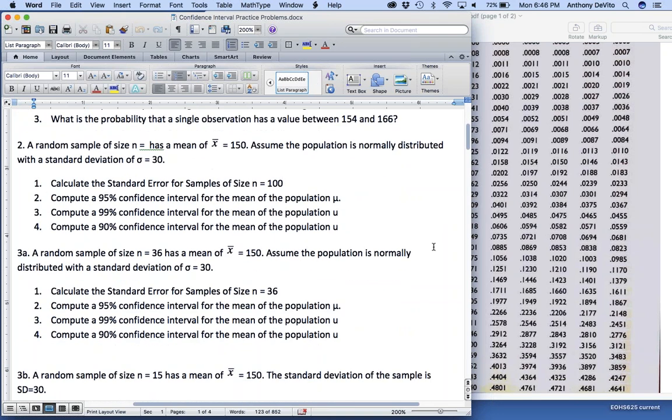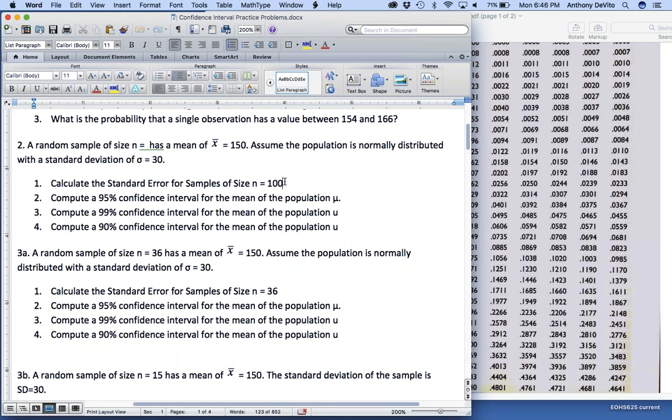Let's say instead of dealing with a known population, you take a random sample of size n, and that sample has a mean of 150. We're going to assume that the population is normally distributed with a standard deviation of 30, sigma equals 30. So we know the mean of our sample, and we know the standard deviation of the population. Calculate the standard error for samples of size 100. Now, the standard error is the distribution of sample means from this population.